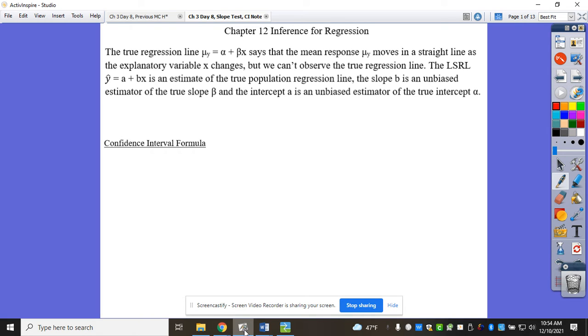So the true regression line equals x. Don't worry about that initial part. I don't like talking about it that way. We use the least squares regression line of y hat equals a plus bx, which is an estimate of the population regression line. B is the slope, a is the y-intercept. We are now going to run a test and an interval on slope alone.